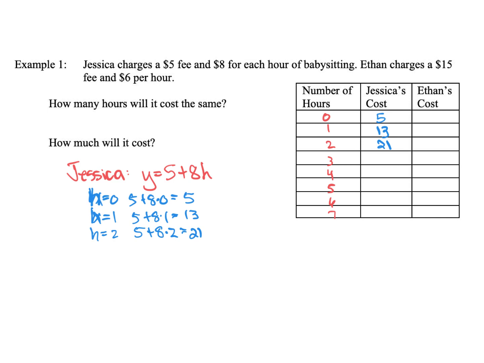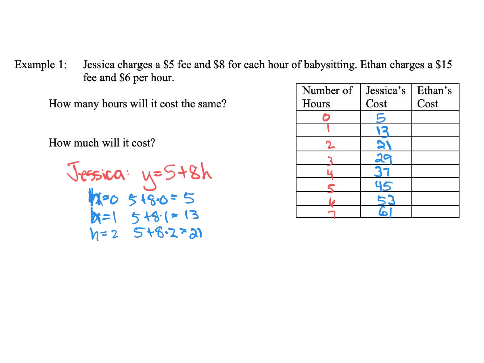So we're going to do 5 plus 8 times 3. That's 29. 5 plus 8 times 4, that's 37. 5 plus 8 times 5, that's 45. 5 plus 8 times 6, that's 53. And 5 plus 8 times 7 is 61. Okay, so that's all Jessica's stuff.